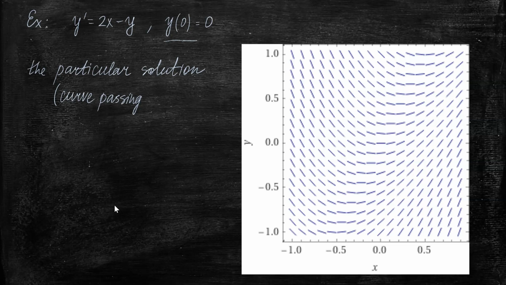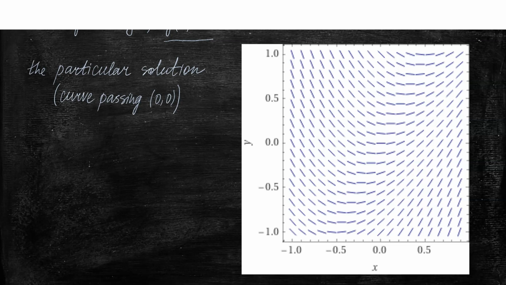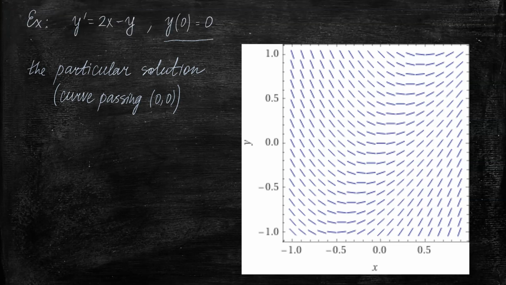So in this case, if your initial condition is 0, 0, so x equals 0, y equals 0, then the graph of the particular solution will be the curve passing through the point 0, 0. So if we identify the point 0, 0 in this field right here, then the curve passing through this point is going to represent that particular solution that solves this initial value problem. So let's just sketch this curve.